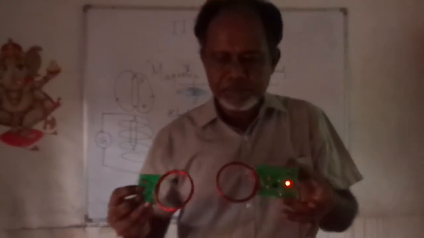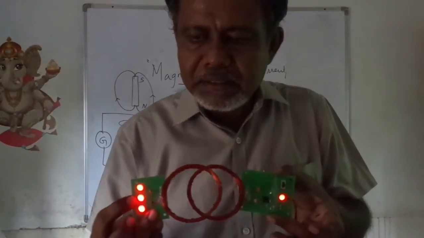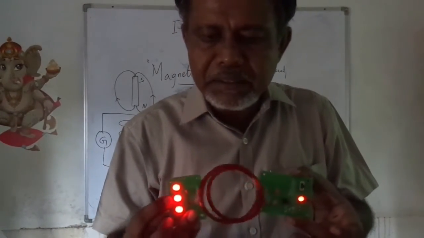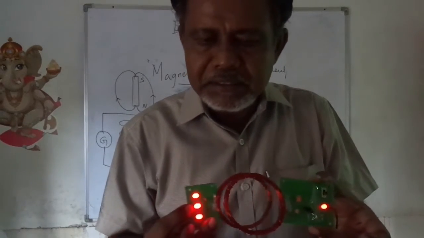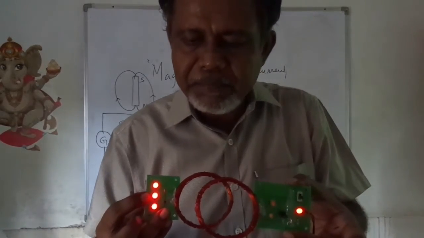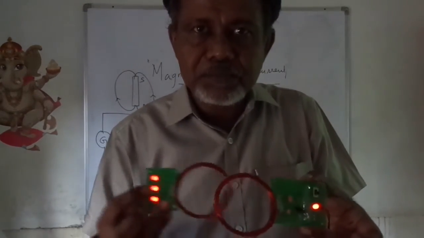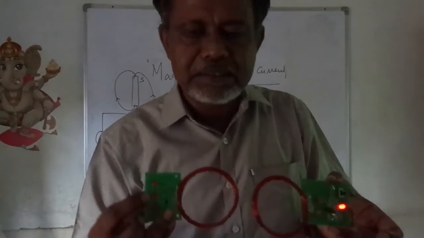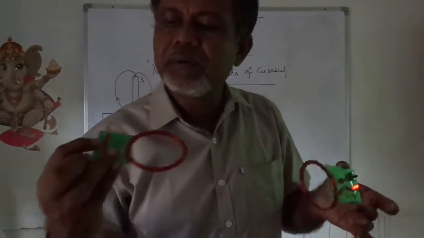Just to see here, this is the wire. Just bring the other wire, the light is glowing. The light is glowing. That means the flux in one wire can be changed with the help of the other wire. This can be indicated with the LED lamp.